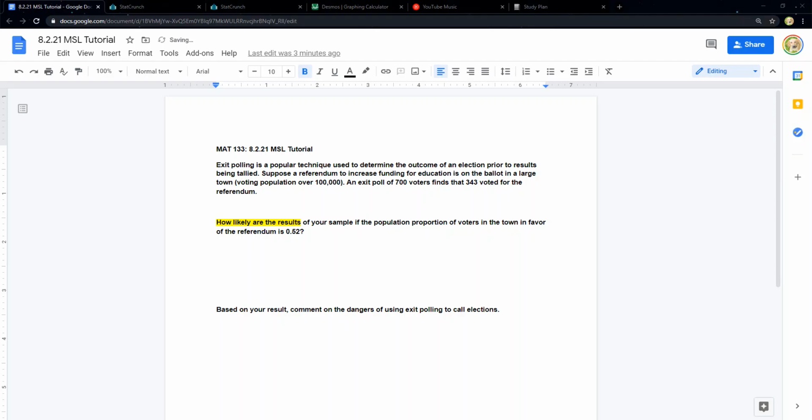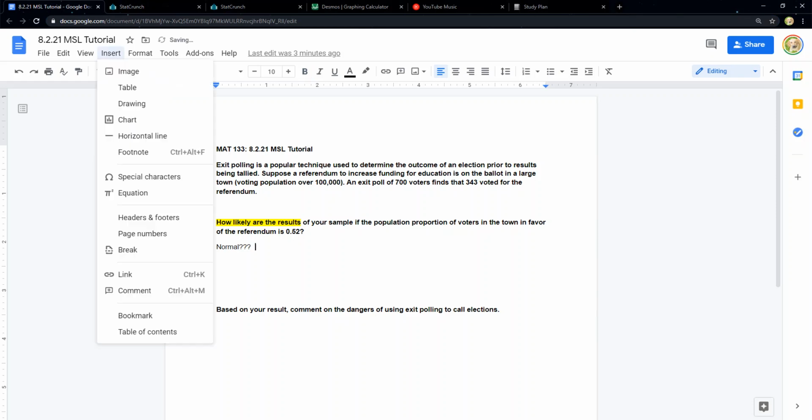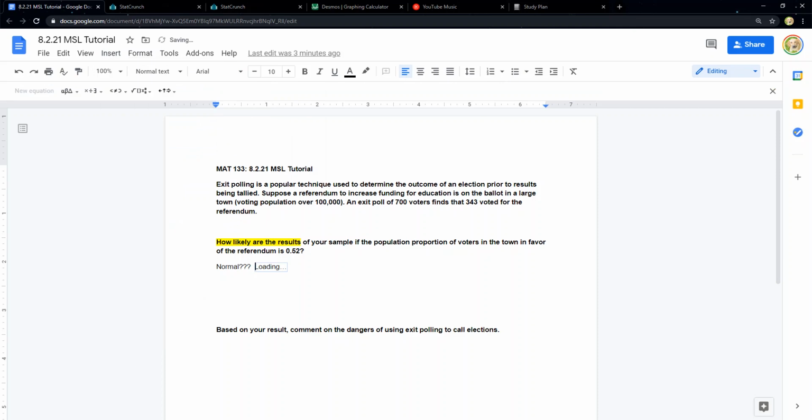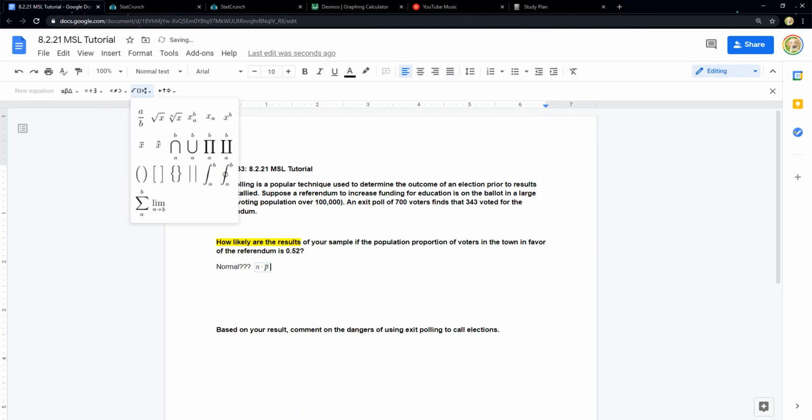Oop, I just pressed the wrong button. There we go. Normal. It wasn't part of the problem, but remember that in order to be normal, we need our sample size times our proportion. Equation. There it is. We need n times p hat times q hat to be greater than or equal to 10. That's what we want to prove.